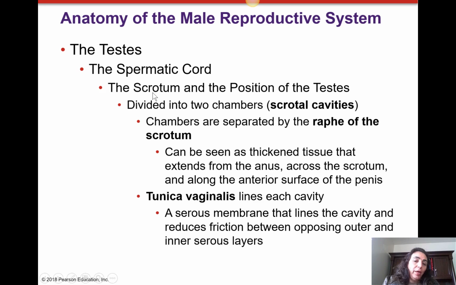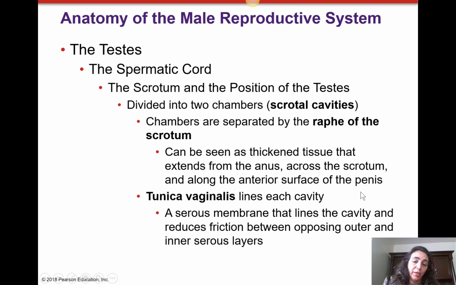For the scrotum and the positions of the testes, the scrotum divides into two chambers. Each one is called a scrotal cavity. So there is a septum between these two chambers. The chambers are separated by the raphe of the scrotum, which can be seen as thickened tissue that extends from the anus across the scrotum and along the anterior surface of the penis, that I will show you.